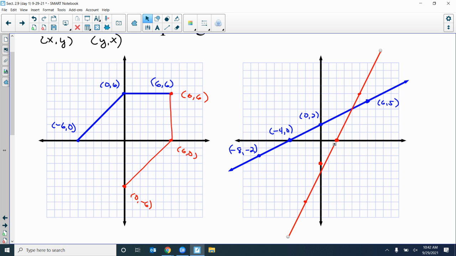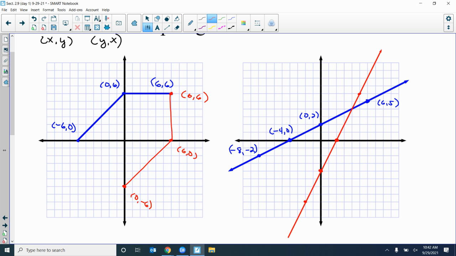What did I do wrong? Oh, I didn't put the negative 4 in the right spot. 0, negative 4. That should be 1, 2, 3, 4. There we go. Now it matches up. Okay, so there's your inverse. All right, take a look at that third one.